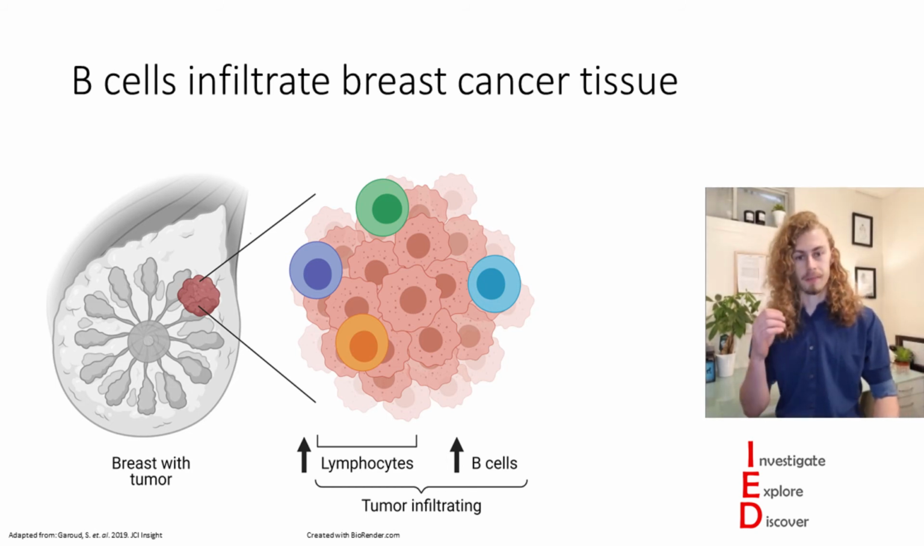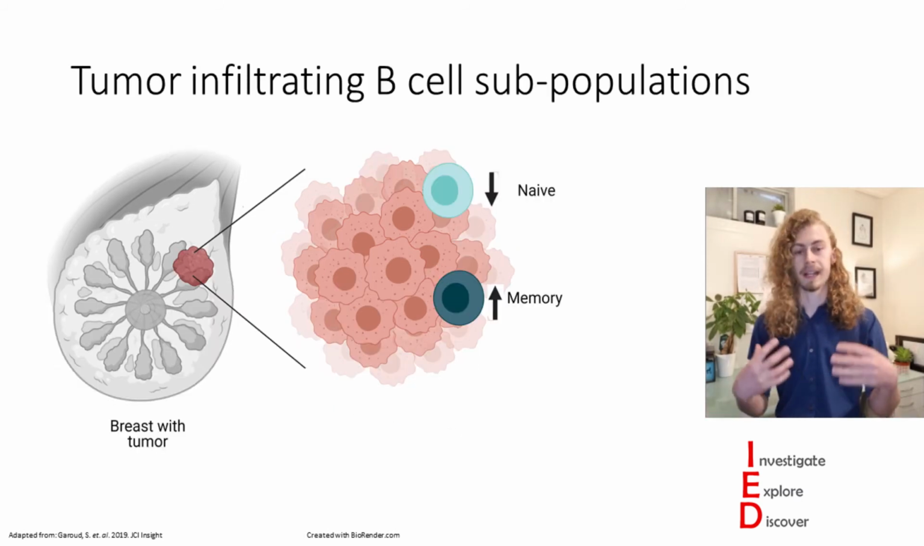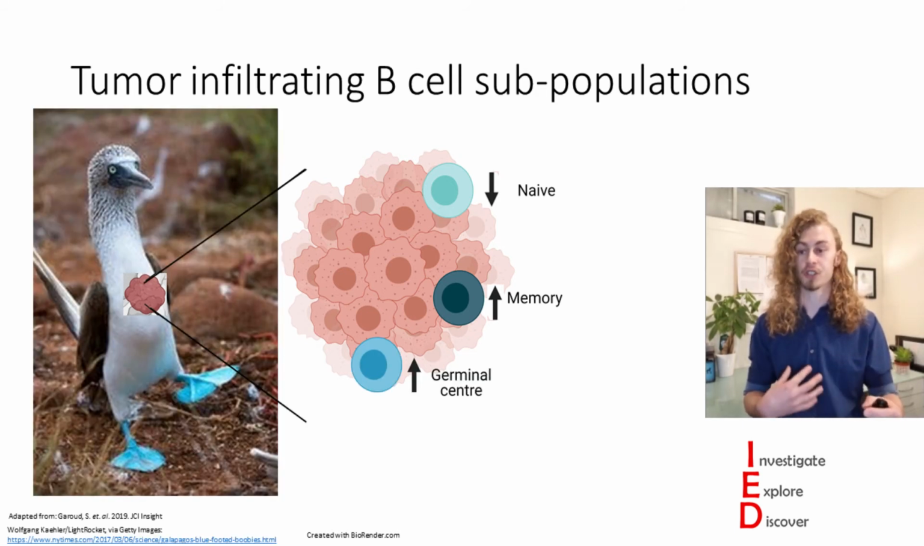Now, I mentioned that there are different subtypes of B cells, and the authors of this paper went and looked at these different subtypes in breast cancer. And they found that tumor-infiltrating B cell populations have low levels of naive B cells and high levels of memory B cells. They also found that there was an increase in germinal center B cells, and this indicates the possible presence of tertiary lymphoid structures.